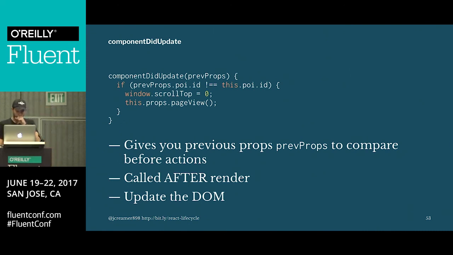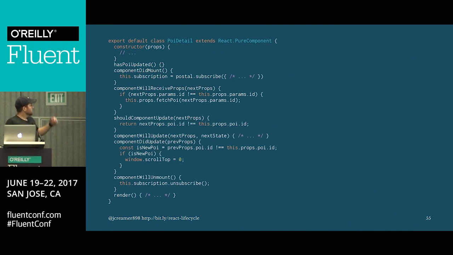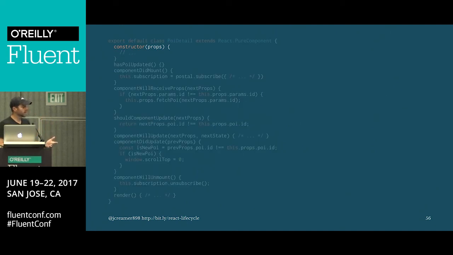So, all right, let's go through a full example of one of these things and what it looks like. This is a stripped down version of our actual POI detail page that we have in production. So in review, the first thing that's going to happen is we're going to come into our constructor. We're going to get some props passed down. We've got to call super. We can set up our initial state. And then we're going to jump down and do our rendering.